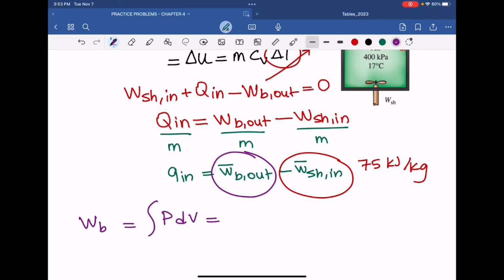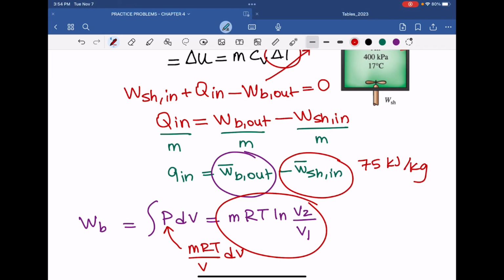Right? And this is not a constant pressure process, this is a constant temperature process. So the pressure is replaced with MRT over V, which gets out of the integral this way for a constant temperature process. Remember this, so we integrate that, and this is our answer.